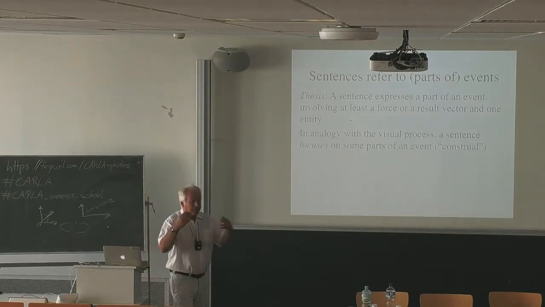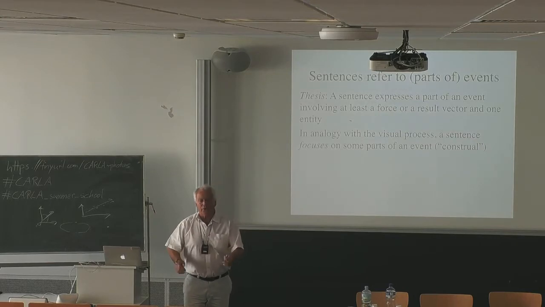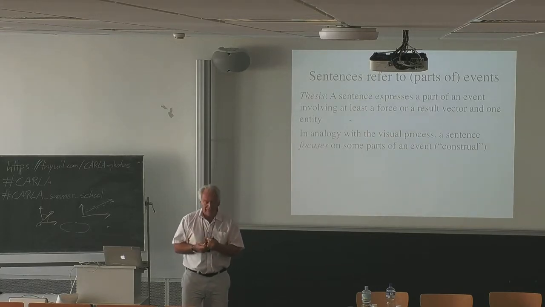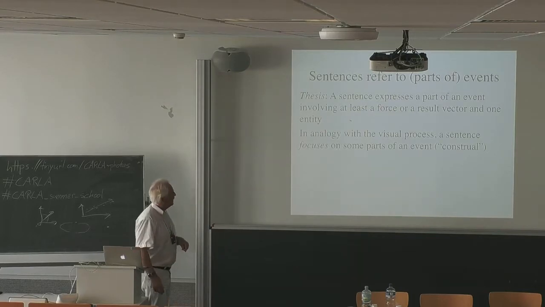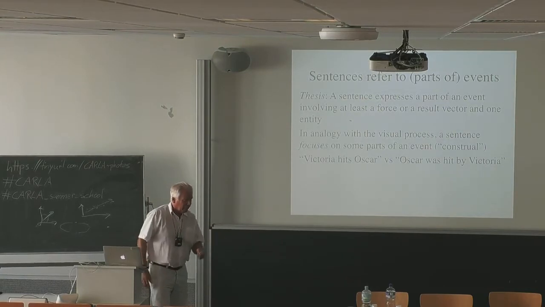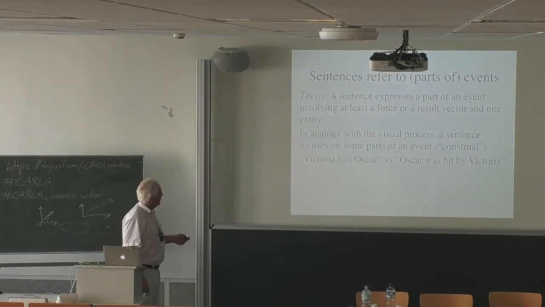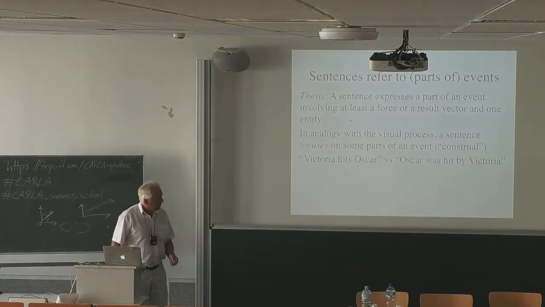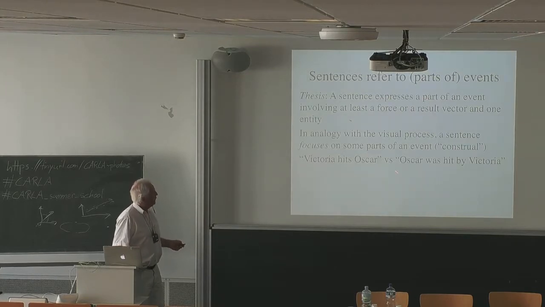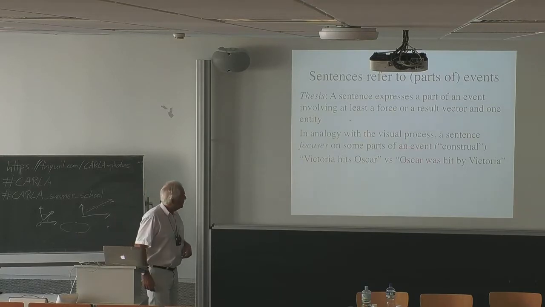So when you express a sentence about something happening in the world, you focus on something. You focus on the agent, the patient, the force vector, or the result vector. And depending on where your intention lies, you will construct different sentences. Linguists call this a construal. You pick out the elements you want to talk about. To give an elementary example, in the sentence "Victoria hits Oscar," Victoria is made subject, and you put the emphasis on the agent. But in the sentence "Oscar was hit by Victoria," you make Oscar the subject. In the European languages, the subject is the thing you attend to. But in this case, Oscar is the patient and Victoria is the agent.